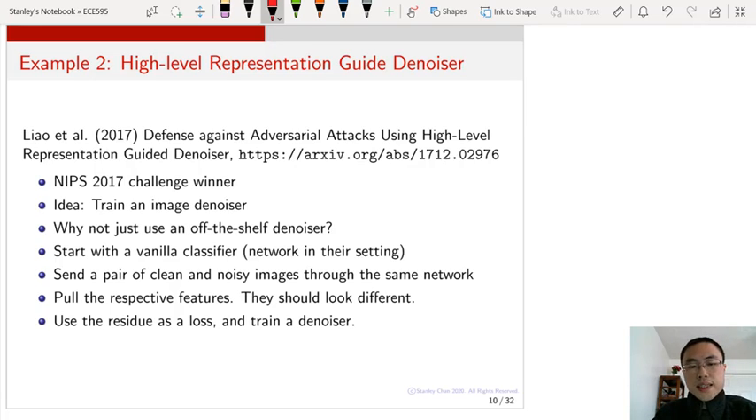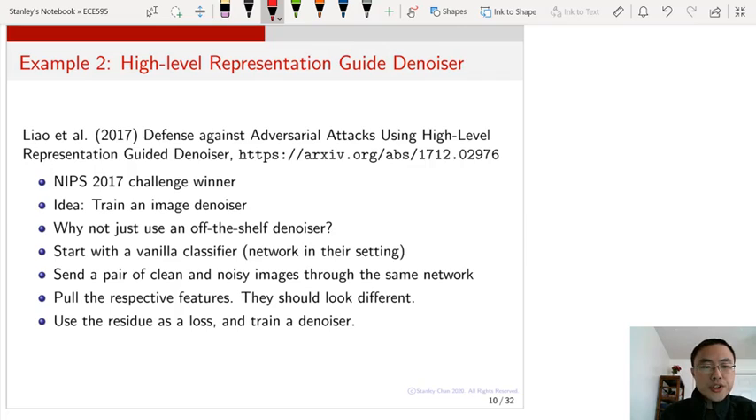And so what is the idea? The idea is fairly straightforward. You go to the previous set of slides, you see that they are introducing a total variation denoising algorithm. And so this group of researchers, they ask, what if we just train a deep neural network denoiser within the classifier procedure? Will it be able to better train this denoiser?